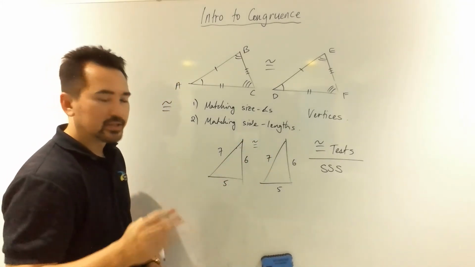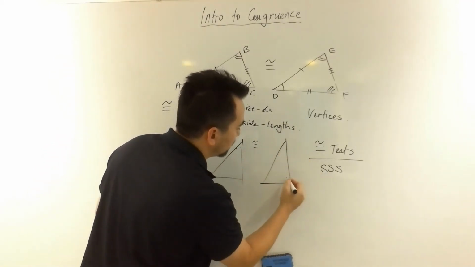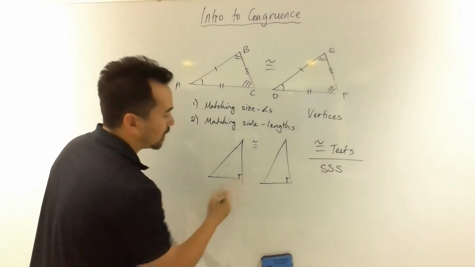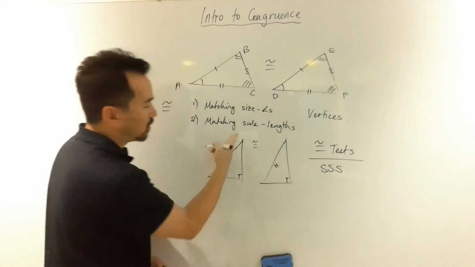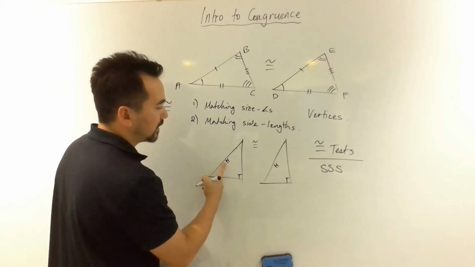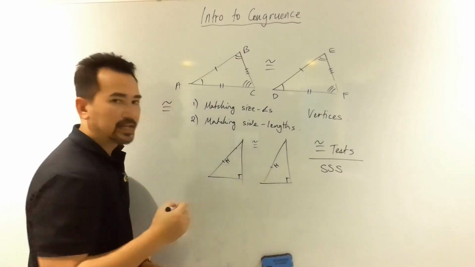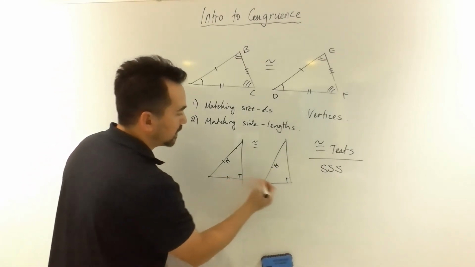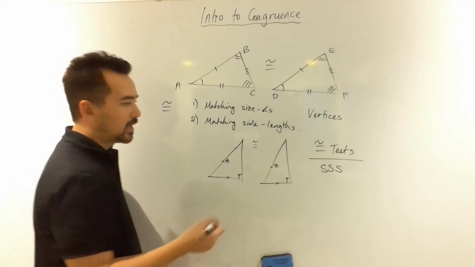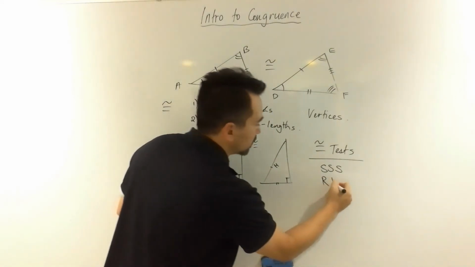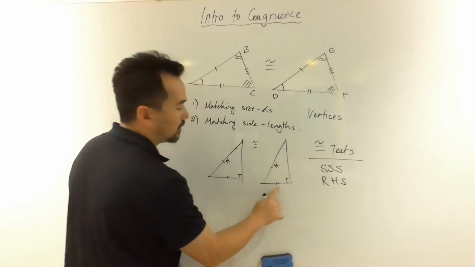Okay, here's your second rule. Your second rule is that if you have a pair of matching right angles, and the hypotenuse is the longest side of a right angle triangle. If this side matches that side in length, and you have a second side, and it can be either, then these 2 triangles are also congruent. And it's called the RHS rule. R is for the right angle, H is for the hypotenuse, and S is for the additional side.